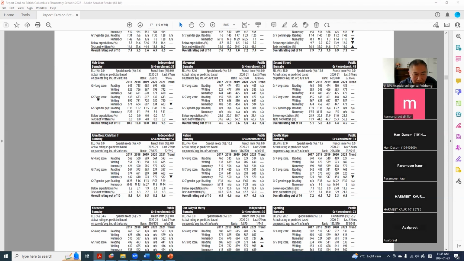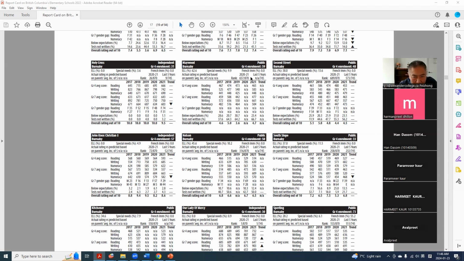Grade 4, we don't care about grade 4. Grade 4 is too young. Let's talk about grade 7. Grade 7 average score. The province tests them on reading, writing, numeracy. And let's look at 2021. So this is the top ranked school, 26. Let's look at the 2021 reading score, 643. Is that high or low? And then you can compare it with the public school.